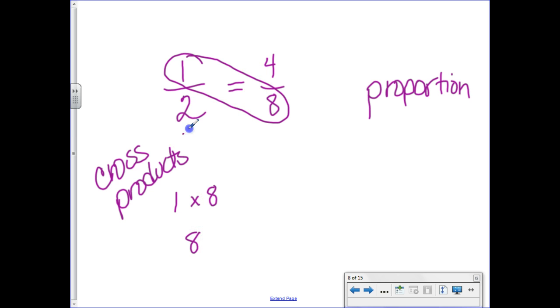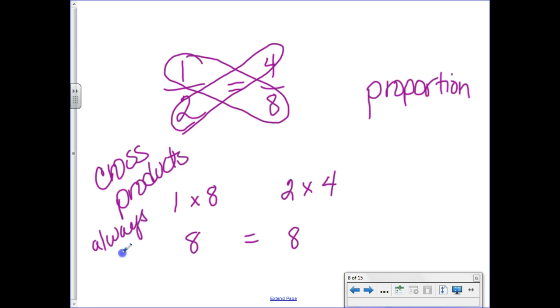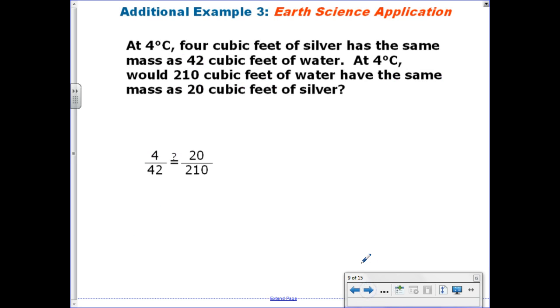Do the same thing with these cross products. So I'm taking the denominator on the left and the numerator on the right. That also gives me 8. The cross products are always equal in a proportion. Cool. And you can use this property to test and see if you in fact have a proportion.